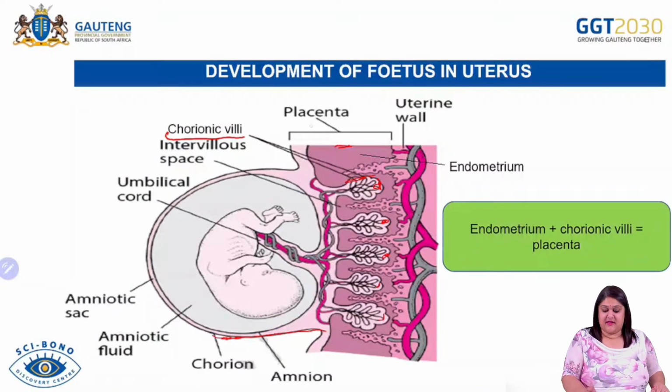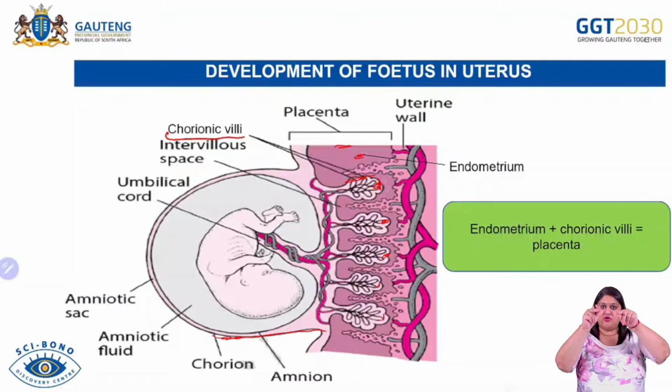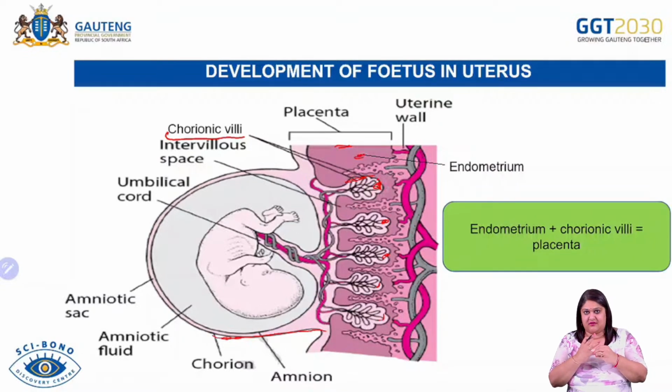I'll say that again. This is the endometrium, here are the chorionic villi. From the chorion, you're going to develop chorionic villi. Those chorionic villi are going to embed themselves into the endometrium. The chorionic villi together with the endometrium is called the placenta, and that placenta is going to stay throughout gestation. Okay, and it's going to supply the fetus with nutrients.